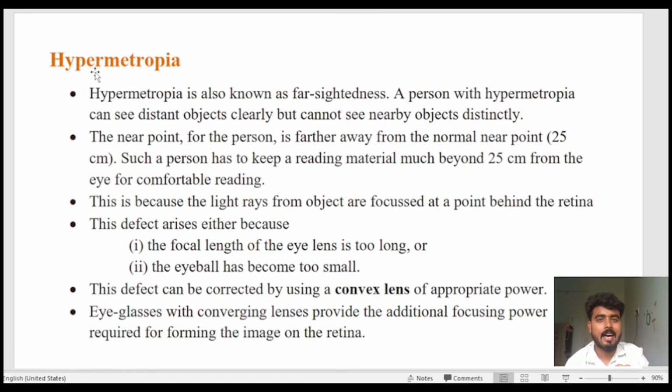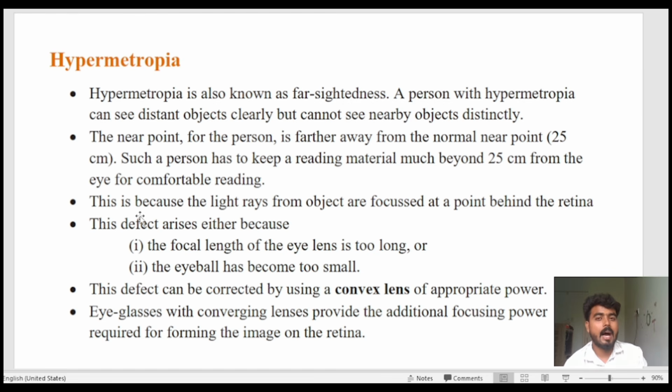It is called hypermetropia. Now, what is the reason for hypermetropia? The first one is that the focal length of the eye lens is too long, and the eyeball is too small. Focal length is too long, eyeball is too small. These are the reasons for hypermetropic vision.